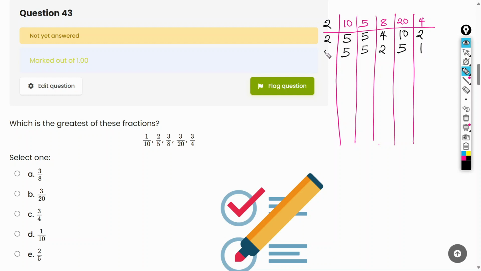2 can still go. 2 into 5, we drop down 5. We drop down 5. 2 into 2 is 1. 2 into 5, we drop down 5. 2 into 1, we bring down 1. So we've exhausted 2, and then 5 can go into everything. 1, 1, 1, 1. So our LCM is 5 times 2, 10. 10 times 2, 20. 20 times 2, 40. Our LCM is 40.